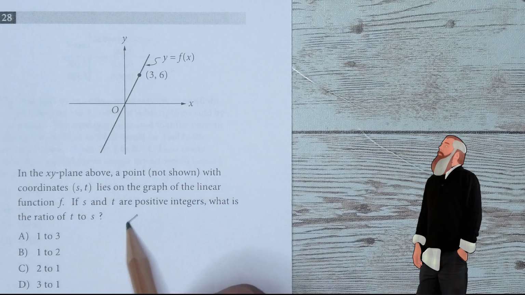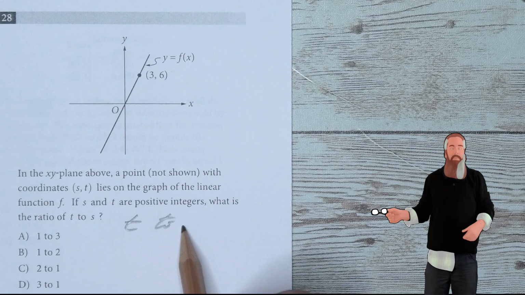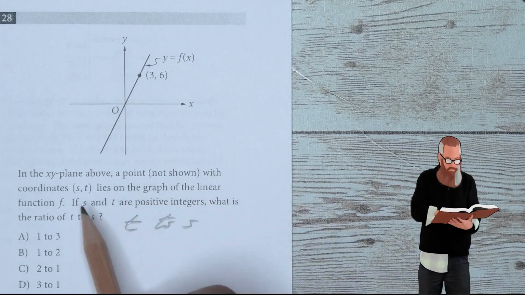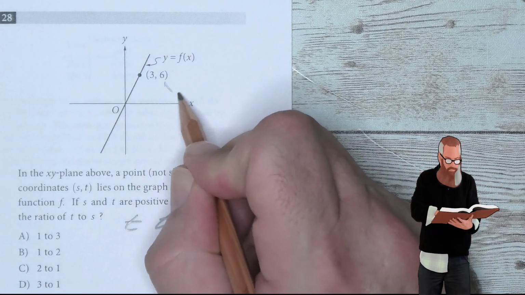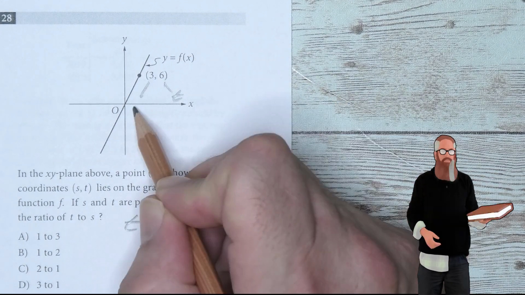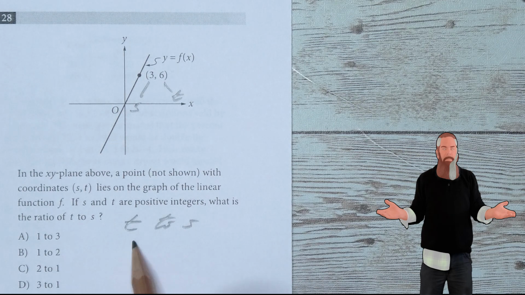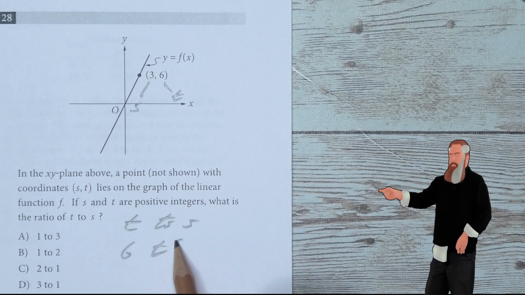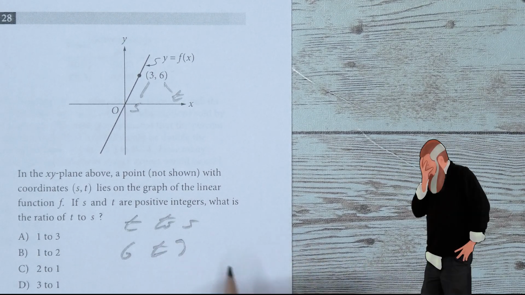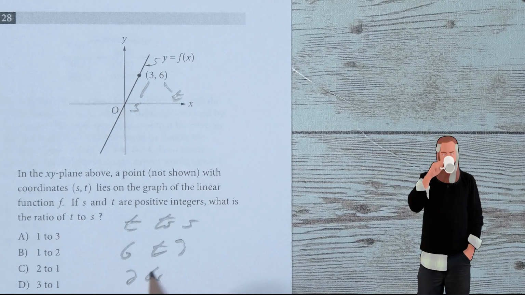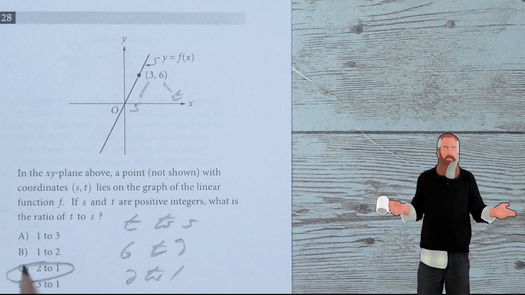So we're looking at a ratio of t to s. Now, t is y, so that's like having a 6. s is the x-coordinate, or the 3. This means we're looking at a 6 to 3 ratio, but we would want to simplify that, saying 2 to 1, giving us C is the answer.